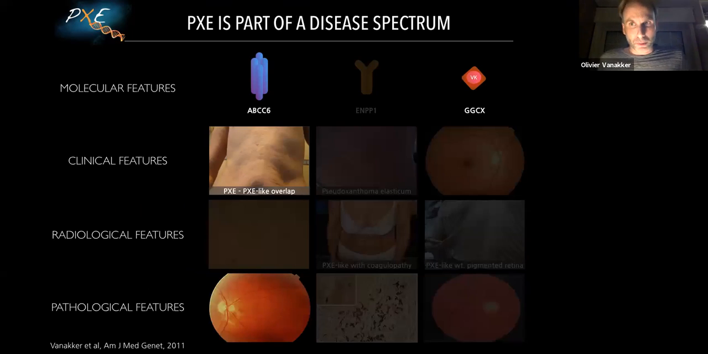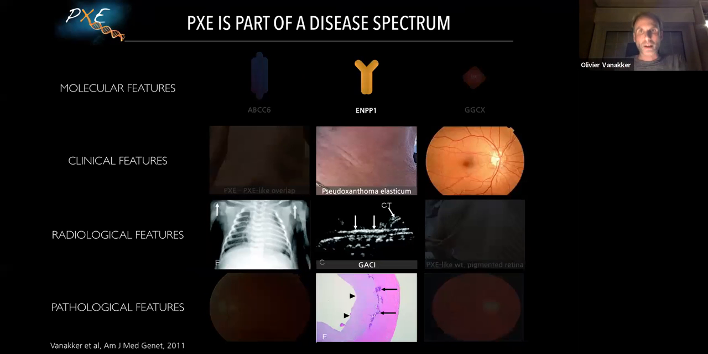And then it was also seen that sometimes you can have an overlap. You can have a patient who has one genetic defect in ABCC6 and another genetic defect in GGCX. So two genes that are actually involved in developing a phenotype, a set of symptoms that looks like PXE and looks a bit like the PXE-like disease with coagulation deficiency. So really a mixture of the two.